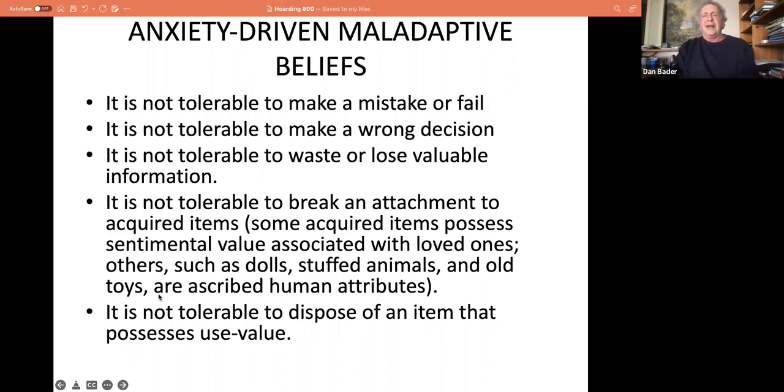These are interest-excitement driven maladaptive beliefs. Now, here are some anxiety driven maladaptive beliefs for hoarders and others. It is not tolerable to make a mistake or fail. It is not tolerable to make a wrong decision. It is not tolerable to waste or lose valuable information. It is not tolerable to break an attachment to acquired items. Some acquired items possess sentimental value associated with loved ones. Others, such as dolls, stuffed animals, and old toys, are ascribed human attributes, and you get attached to those items. It is not tolerable to dispose of an item that possesses use value.